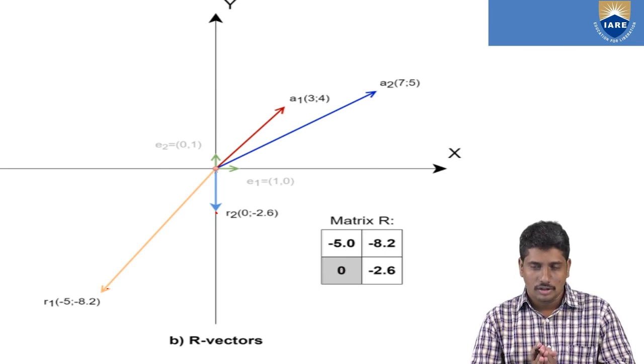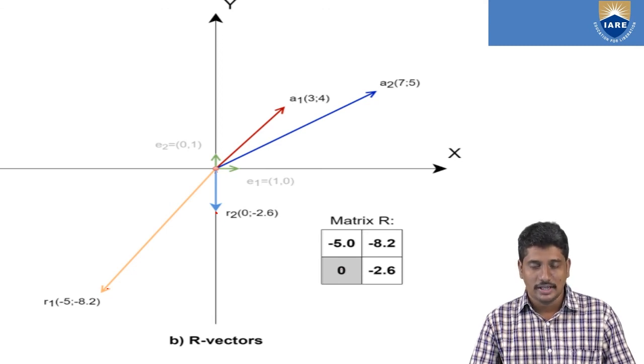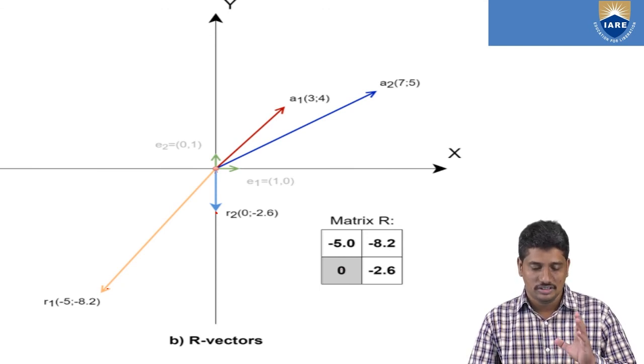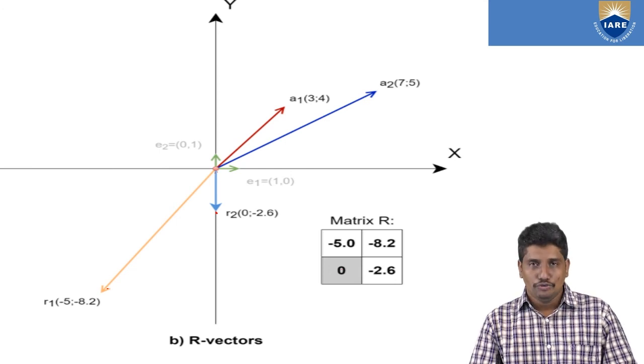With this, I'd like to close the class, and in the next class, we'll continue our discussion on QR decomposition. We'll see the mathematical procedure of reducing the given matrix into the product of two matrices Q and R. Thank you for your patience.